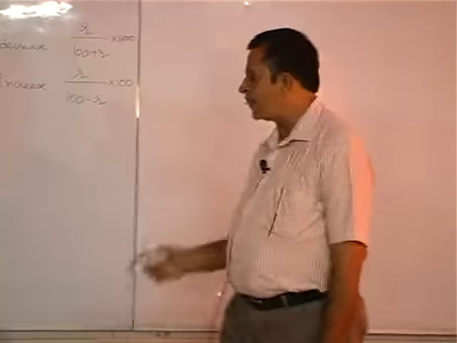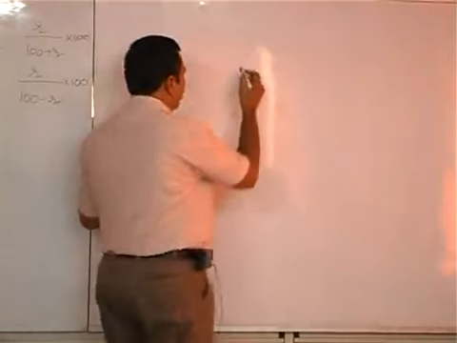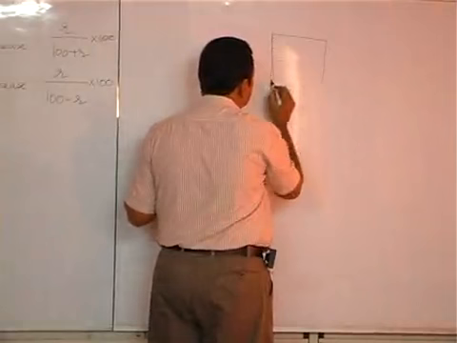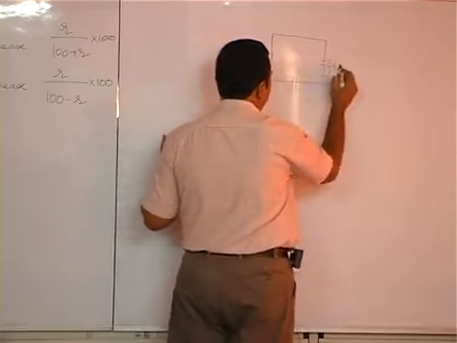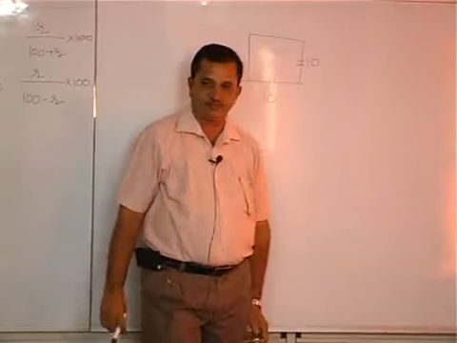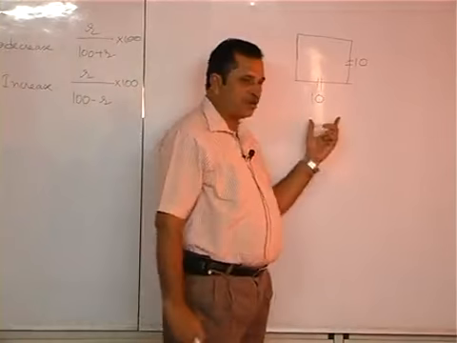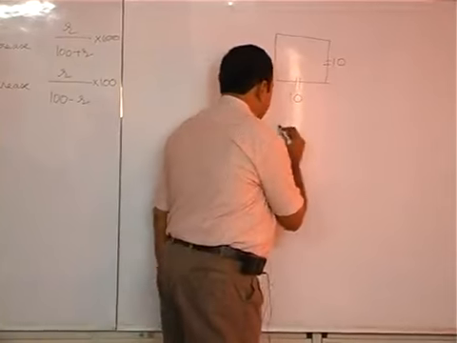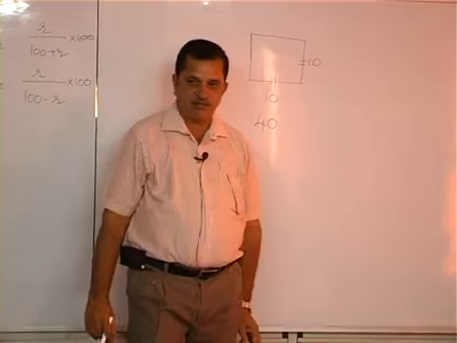See here, we don't know anything about a square. Take any square of considerable length. Say for example, each side has 10 units. If I take a square with each side of 10 units, what is the perimeter of the square? 40 units.